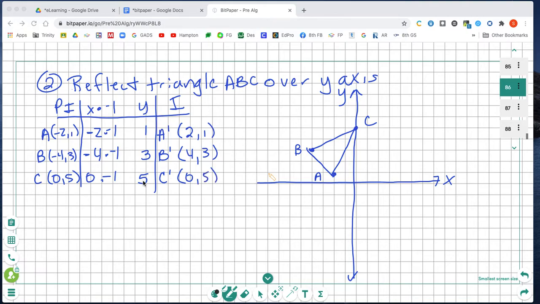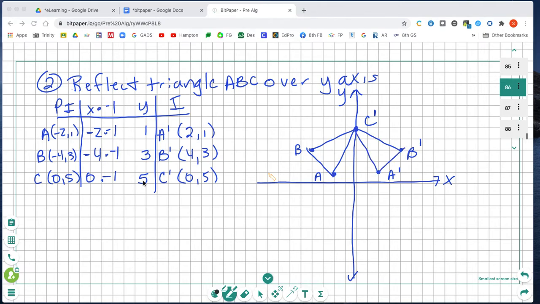So now I'm going to go to (2, 1). (2, 1) is my A prime. Then I'm going to go to (4, 3). (4, 3) is my B prime. And then I'm going to go to (0, 5), which is my C prime. So my C and my C prime are on the same ordered pair.